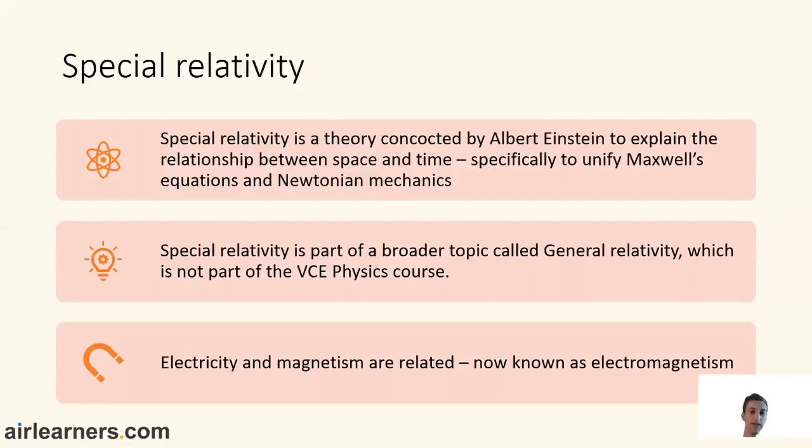Special relativity is part of a broader topic called general relativity, which is not part of the course either. Electricity and magnetism are related, which was one of the results of unifying these equations, and so now it's known as electromagnetism. So that's special relativity and its impacts. Just so you know, general relativity, very briefly, includes gravity, space-time curvature, and accelerated frames of reference, and special relativity doesn't touch on any of those things.